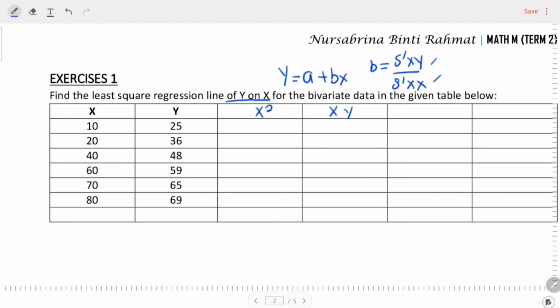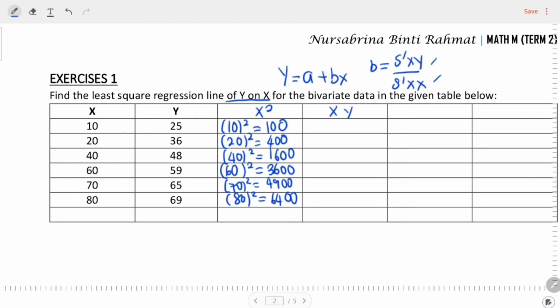We have x equals 10, 20, 40, 60, 70 and 80. The square of x is simply 10 squared, which equals 100. Then 20 squared equals 400, 40 squared equals 1600, 60 squared equals 3600, 70 squared equals 4900, and 80 squared equals 6400.